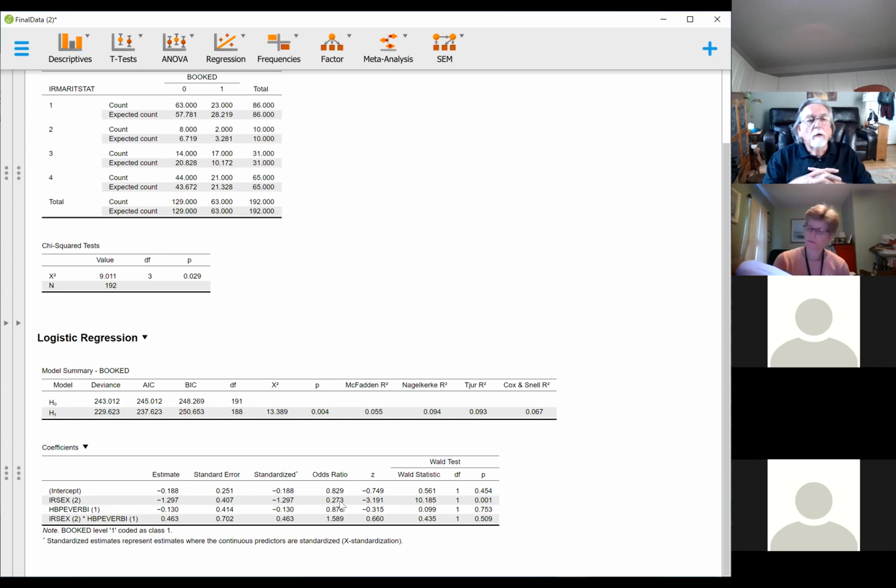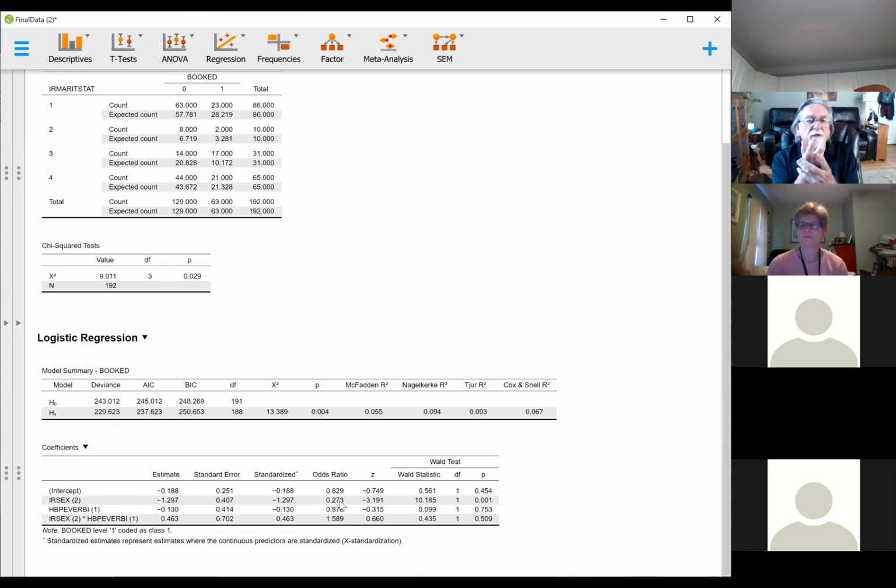Now, why is that the case? Because as you go from male to female, what's the likelihood of you being booked? As you go from male to female, what this less than 1 odds ratio is saying is the chances of being booked go down. We don't know how much. But we know the chances of being booked go down.